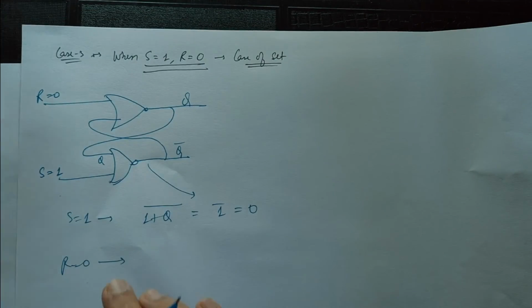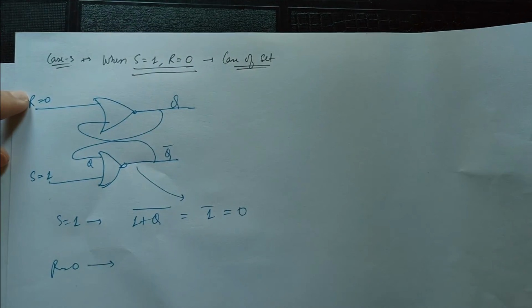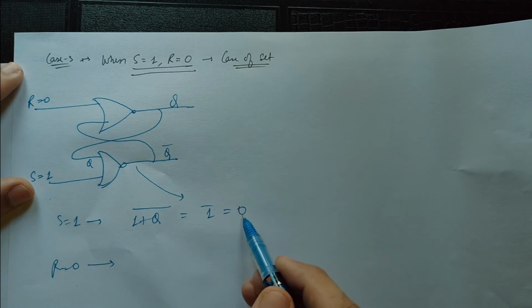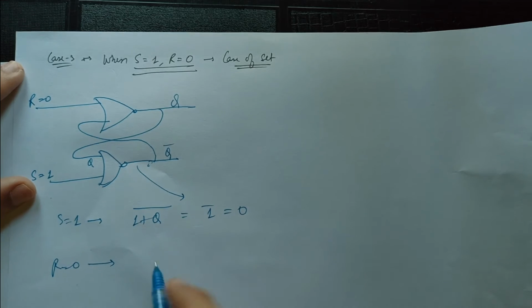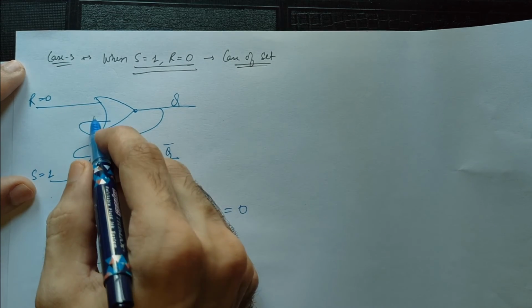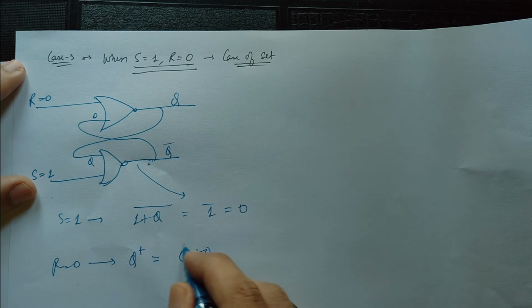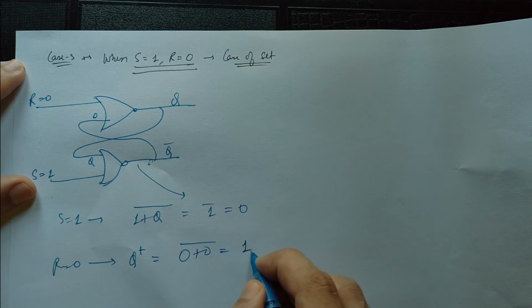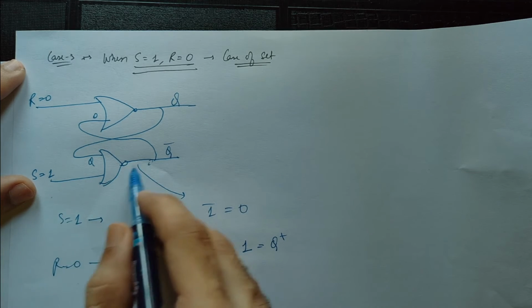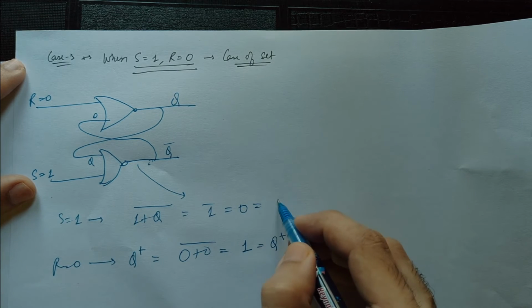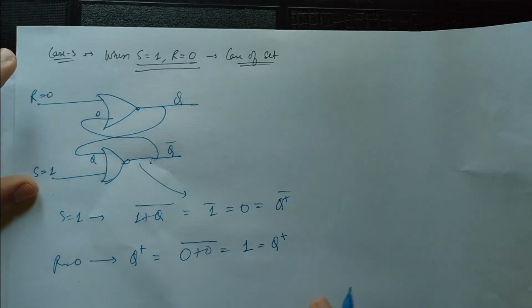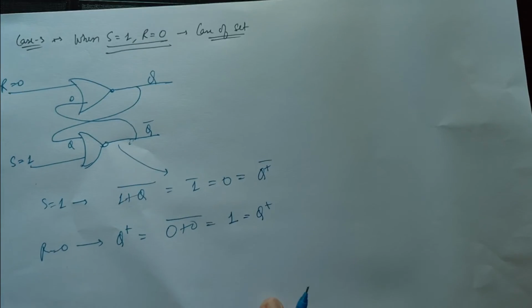So in this case, when S equals 1, R equals 1. For R equals 0, what will happen is that the output here is 0. So Q plus would be 0. Here would be 0. 0 plus 0 bar, which equals 1, which equals Q plus. And this output here is 0, which is Q plus bar, because Q plus is 1, so it is 1 0, right?